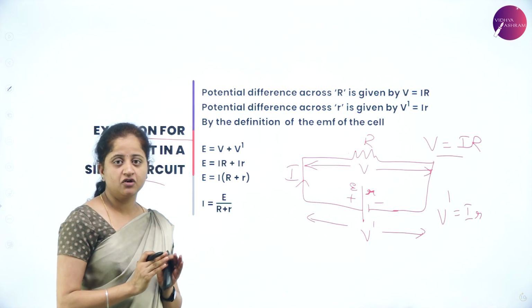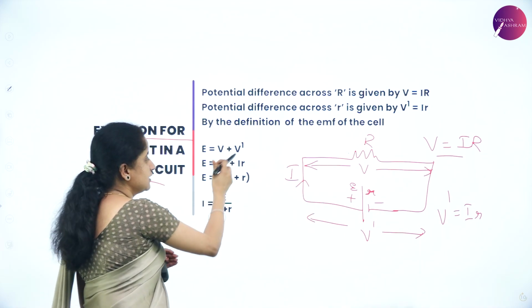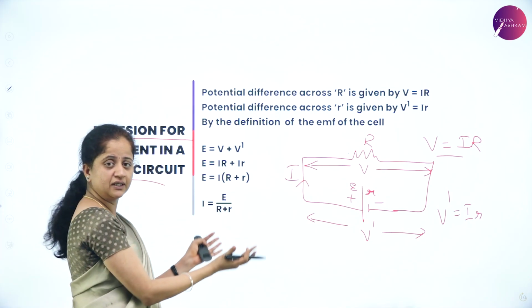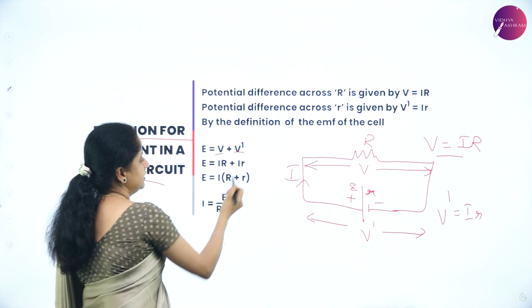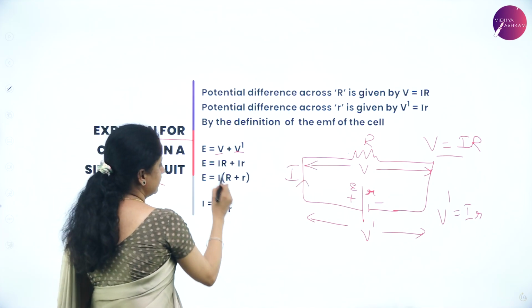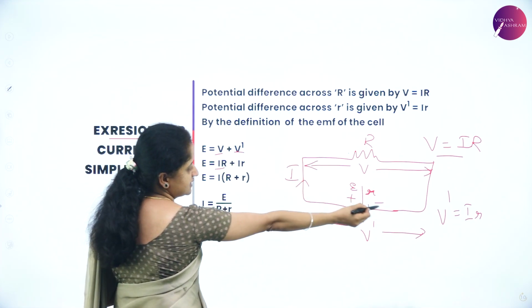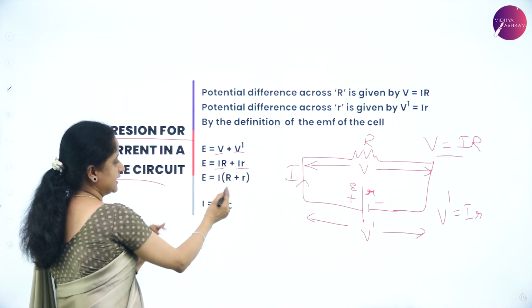We know by the definition of EMF of a cell, EMF is equal to the sum of the potentials through the circuit, that is V plus V dash. What is V? According to our equation, it is I into R, and V dash is I into small r. So in both these cases, I is common.